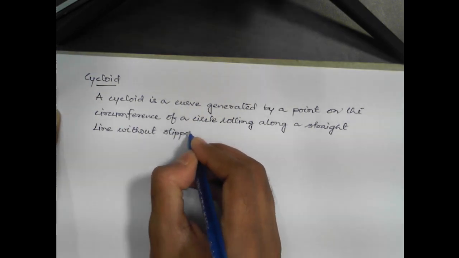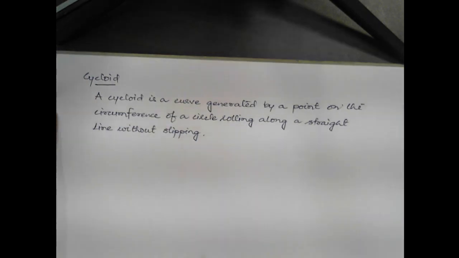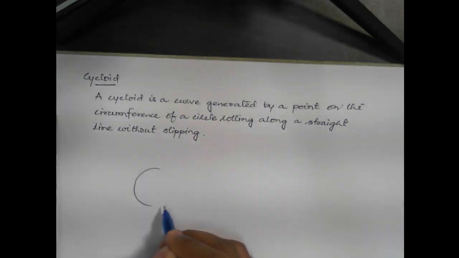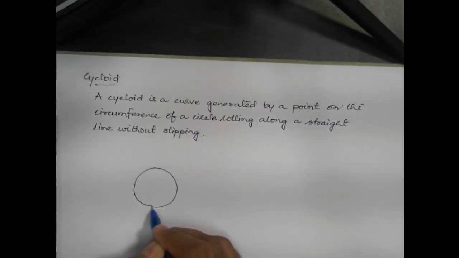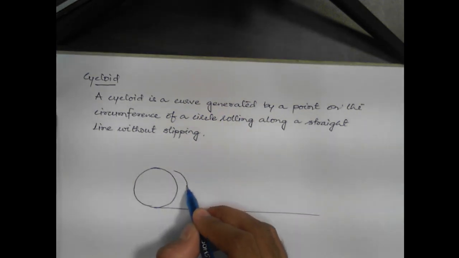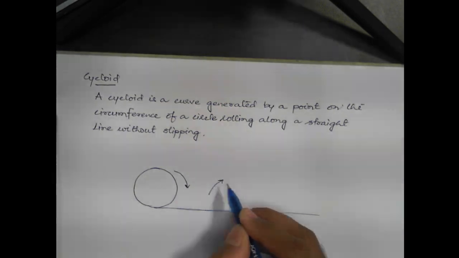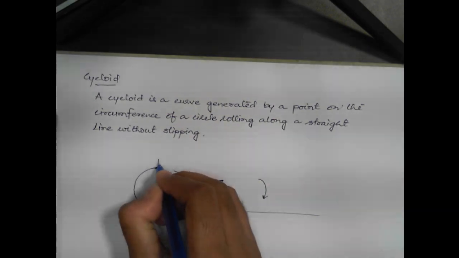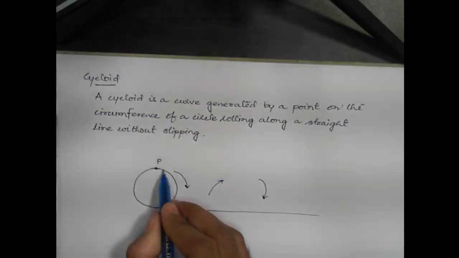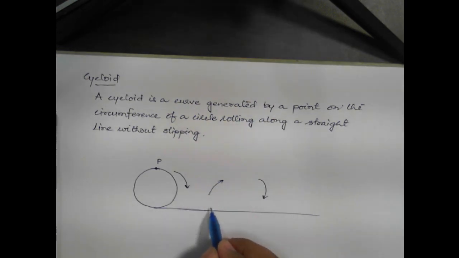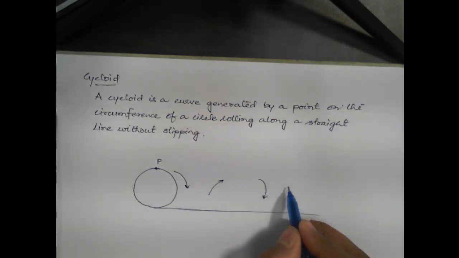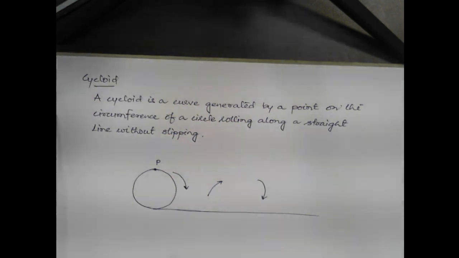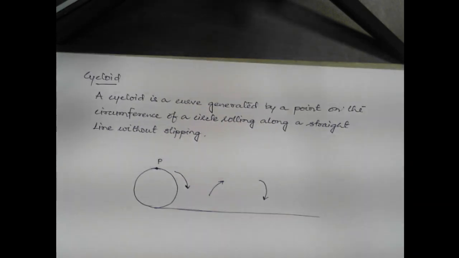So you have to understand like this. There is a circle and there is a straight line like this. The circle is rolling along the straight line without slipping, and there is a point, say for example point P, which is going around the circumference of the circle when it is rolling along this straight line. We'll be understanding this particular concept by taking up one question.